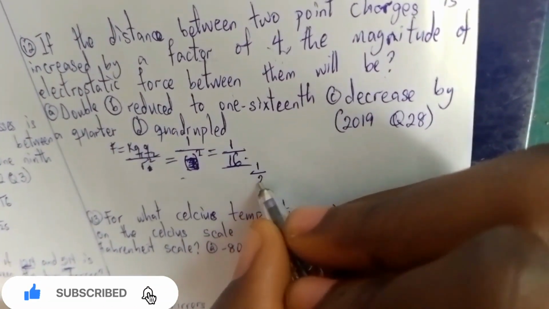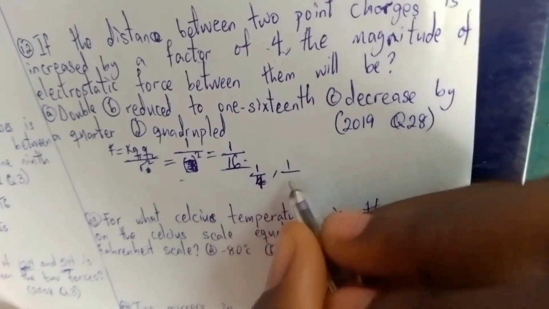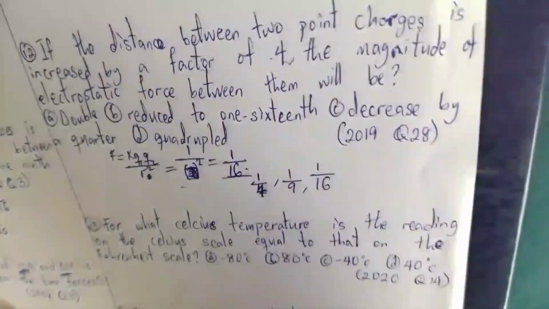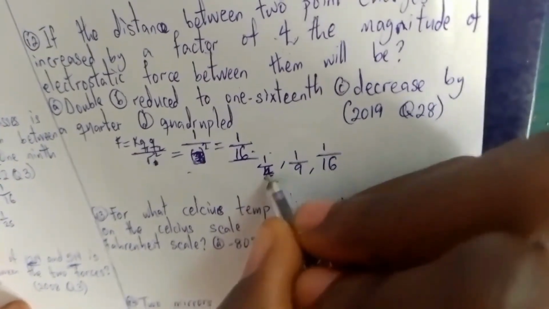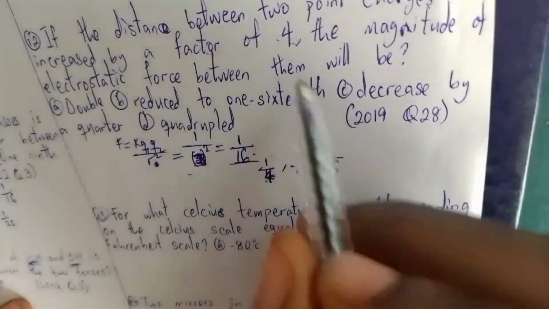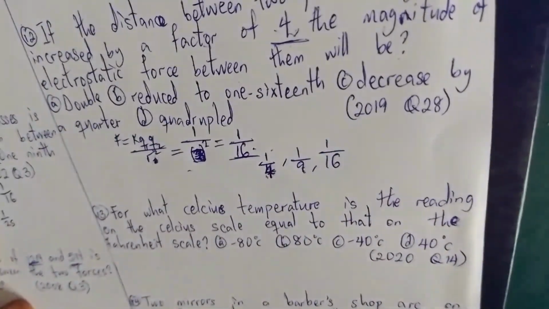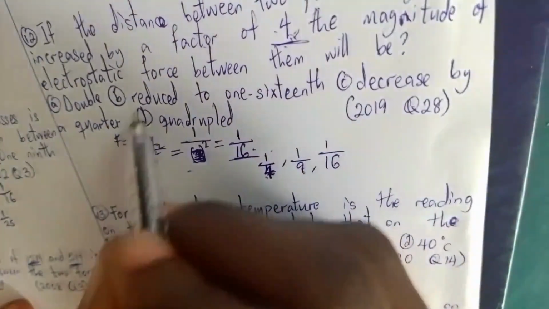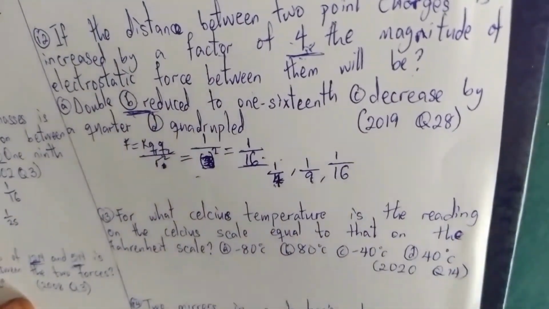1/4, 1/9, 1/16 and so on. If it's increased by a factor of 2, this will be 2 square, which is 1/4. If it's increased by a factor of 3, this will be 1/9. Just note whatever they said it's increased by, then square it, 1 over whatever you square. That's what your answer will be. We have 4 here. Square of 4 is 16. Then our answer is reduced to 1/16. As simple as that. Don't waste your time to solve questions on this.